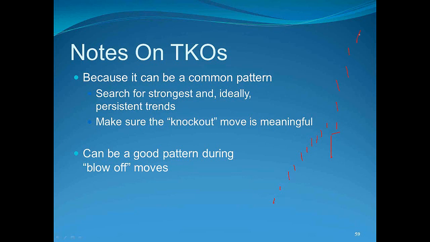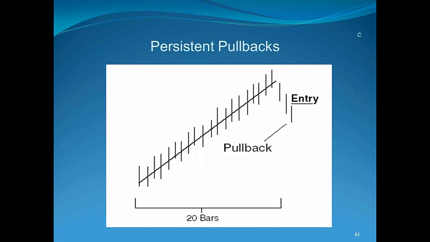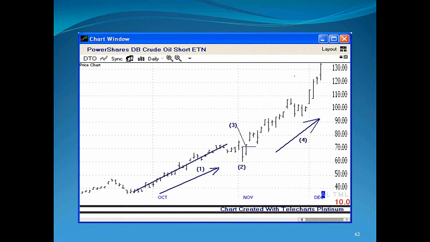You got a blow-off move beginning to unfold, bam, you get the TKO, and then the market takes off once again. Now, persistent pullbacks, very, very, very simple pattern. Again, you're drawing that linear regression, but I just like to do it by drawing a line through as many bars as possible. And then you're looking for a pullback. The best pattern I like with this is like a TKO. You get a nice persistent move, then you get that TKO pattern. And then you look to enter as the trend begins to resume.